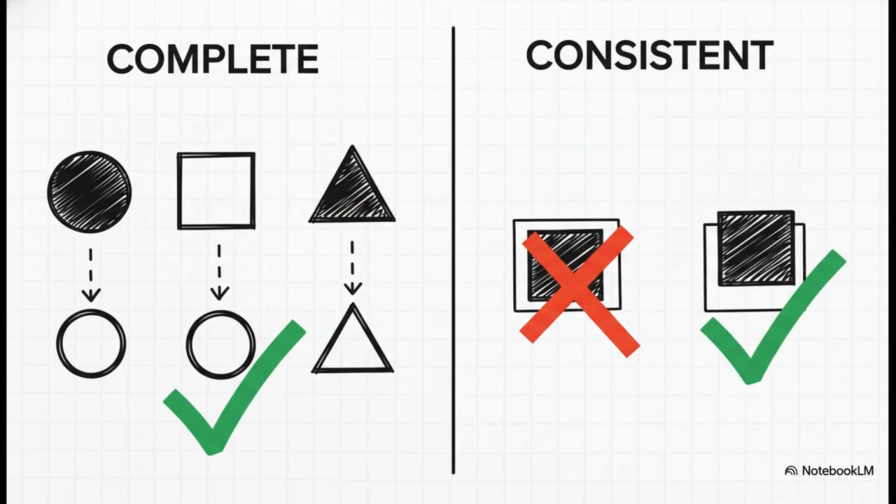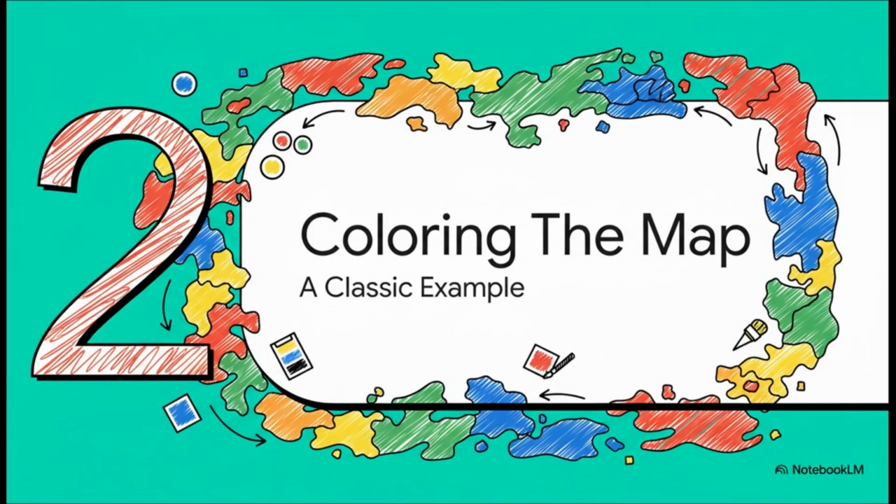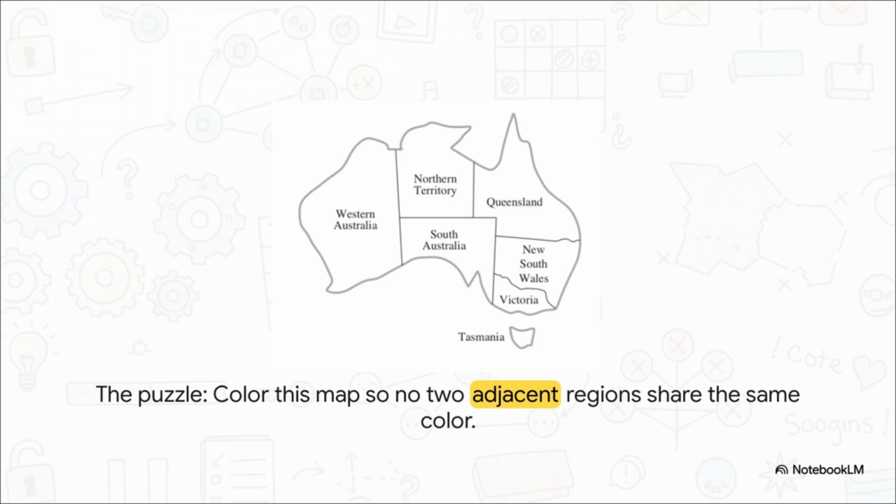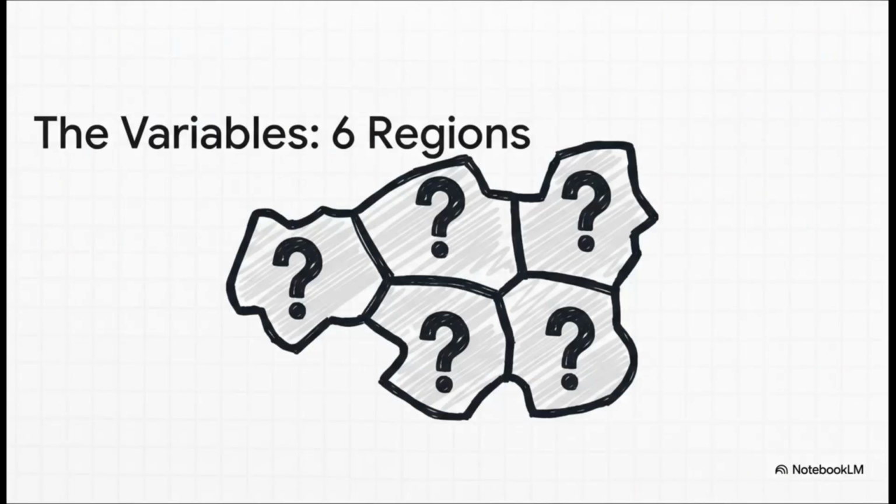Sounds pretty simple, right? Okay, all this theory is great, but let's make it way more concrete. We're going to use a classic example that really brings these ideas to life. So here's the puzzle. We've got a simple map, and our job is to color it in. But there's one rule. No 2 regions that touch each other can have the same color. This is a perfect textbook example of a constraint satisfaction problem. So let's break it down. What are our variables here? You got it. It's the 6 different regions on the map. Each one, from R1 all the way to R6, is a variable that needs a value. In this case, that value is a color.